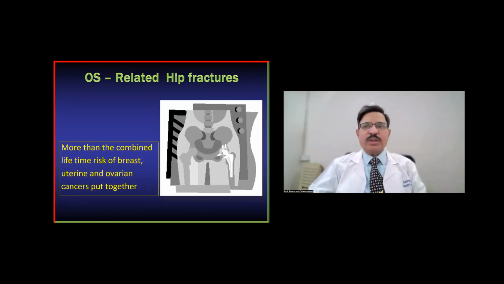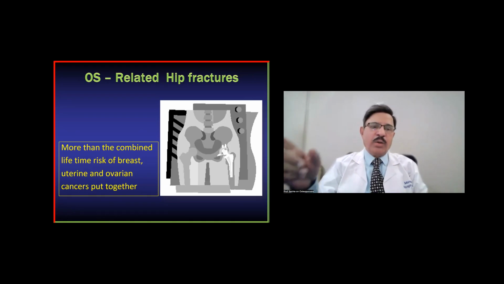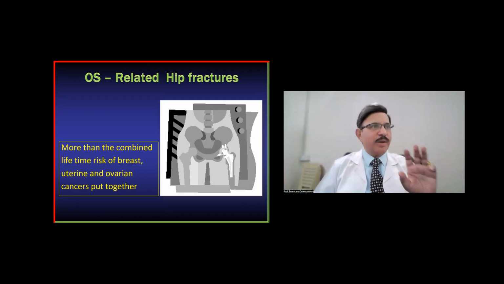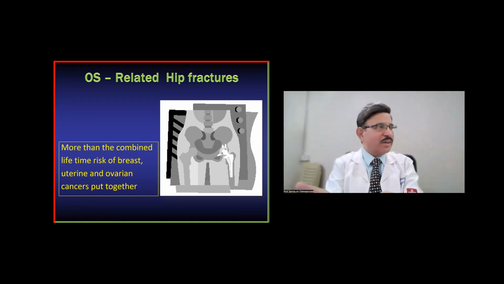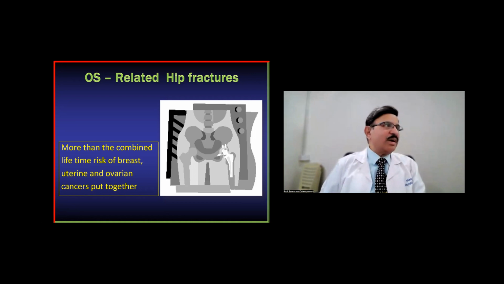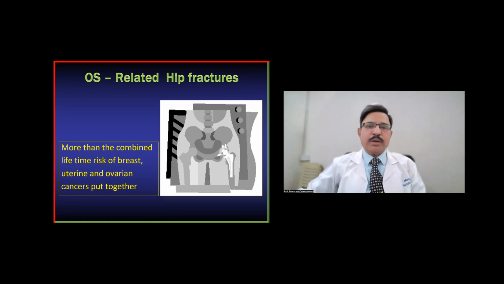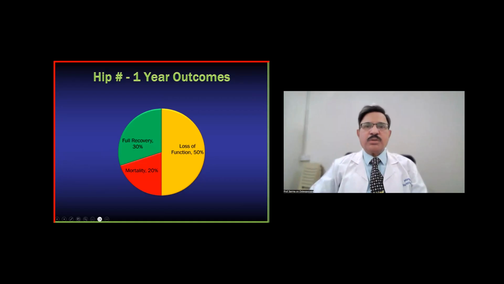Okay? Now you see. Osteoporosis-related hip fractures are more than the combined lifetime risk of breast, uterine and ovarian cancers put together. You combine the lifetime risk of breast cancer, ovarian cancer, and uterine cancers and put it in one mass. Hip fractures are much more than that. Underline it, people do not realize the importance. If a fracture comes, they treat it, put some nailing, a repair rod and all, and the patient recovers, but they don't evaluate for osteoporosis.